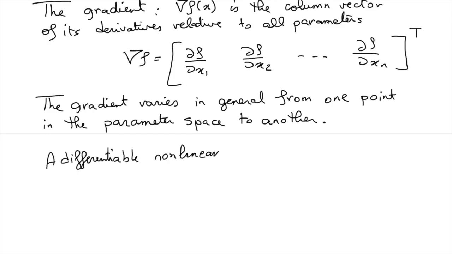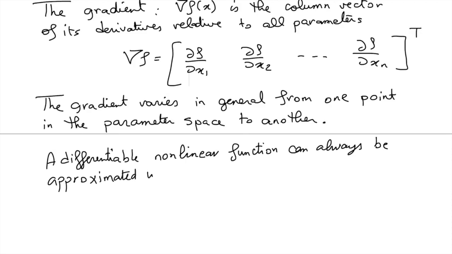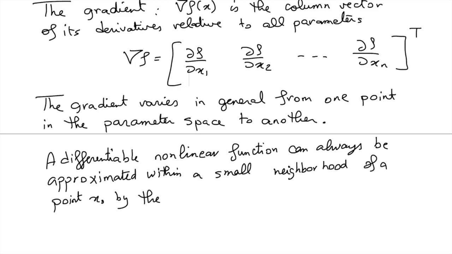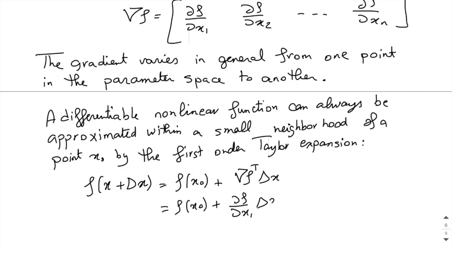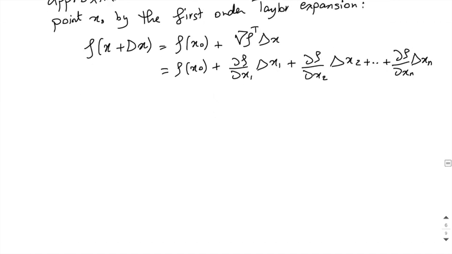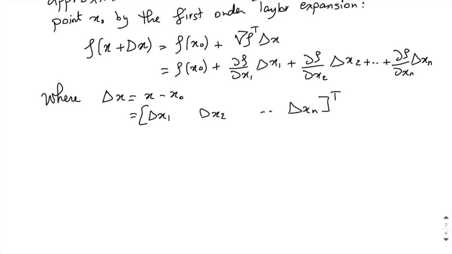A differentiable nonlinear function can be approximated within a small neighborhood of a point x0 by the first order Taylor expansion. So f of x0 plus delta x will be equal to f of x0 plus the transpose of the gradient times delta x, which is a vector, so we can develop it like this. And delta x is the difference between x and x0. It is a vector, so we have delta x in the directions x1, x2, and xn. These partial derivatives are evaluated at the point x0.